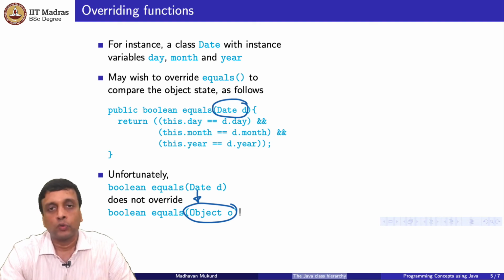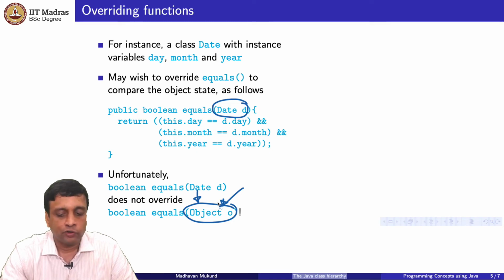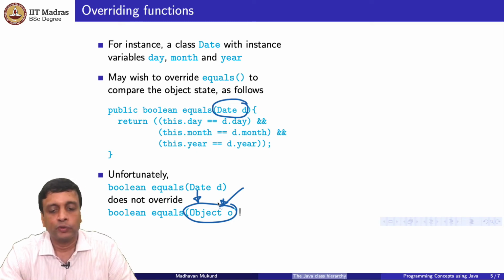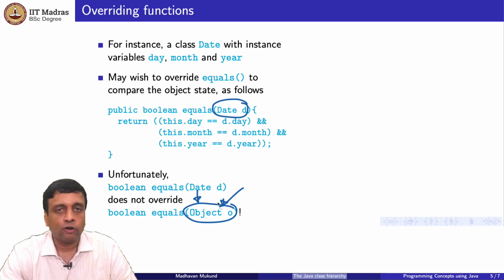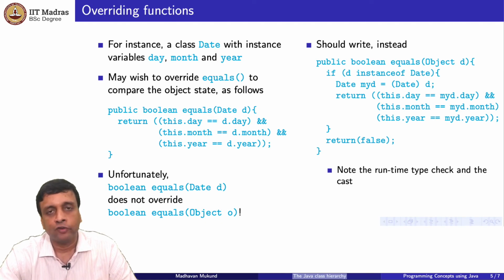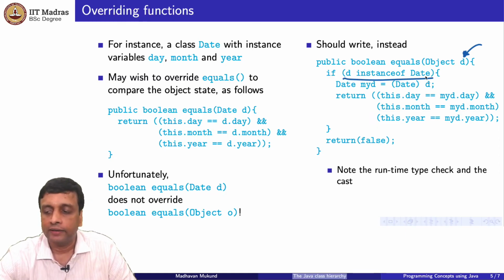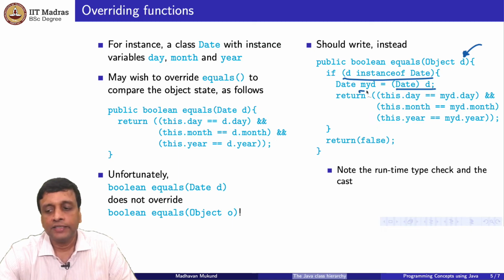So how do we get around this? The way to get around this is, first, we have to override this function. So inside date, we have to write a boolean equals object. But then if it is an object, I cannot be sure that it's a date, so I cannot start meaningfully talking about the instance variables. So I have to do something like this. I have to take an object in and check that it is a date. If it is a date, then I have to cast it. So now I have a different variable which is of type date. Of course, I don't have to create a new variable, but it's neater to write it this way.